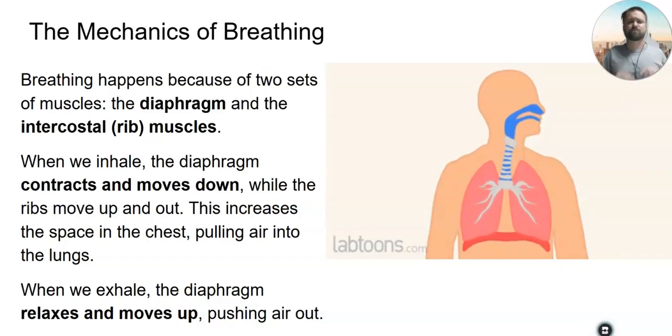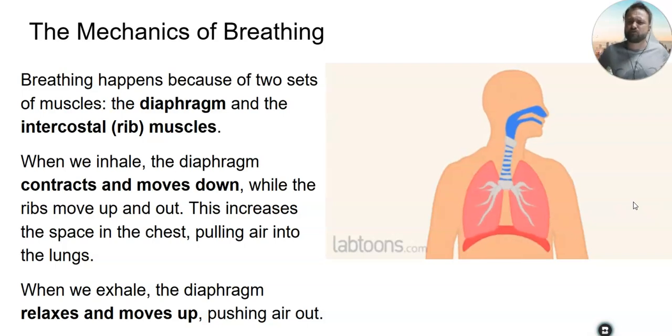Breathing happens because of two sets of muscles. First of all, the diaphragm. You can see here, that's the diaphragm right over there. And the intercostal or your rib muscles. In between each rib, you have muscles right over there.